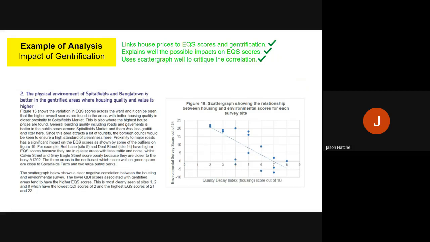The student then just uses some of the scores on the scatter graph to prove that that negative correlation exists. So again, this is an example of how a student has linked house prices to EQS and gentrification, explains the possible impacts of the EQ scores, and also uses a scatter graph really well to link it to the data.